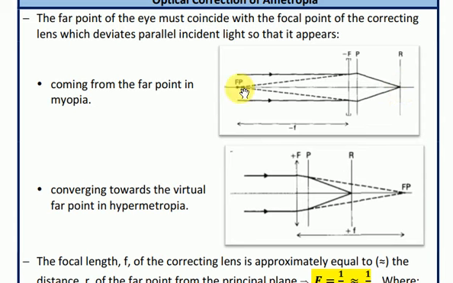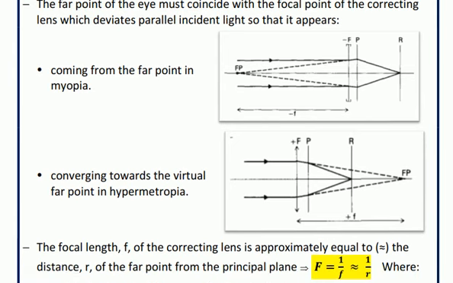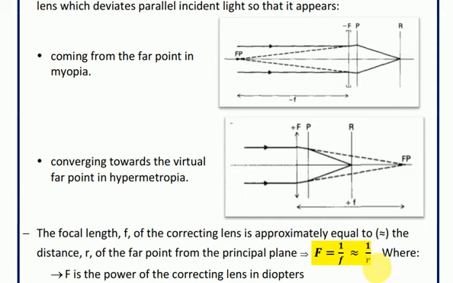Thus the far point of the eye must coincide with the focal point of the lens. The focal length, f, of the correcting lens is approximately equal to the distance R of the far point from the principal plane when the correcting lens is close to the principal plane. Thus the power of the lens will be inversely proportional to this focal length. So capital F is the power of the lens in diopters, while small f is the focal length of the lens in meters, or the distance of the far point from the principal plane in meters. R and f are almost equal.